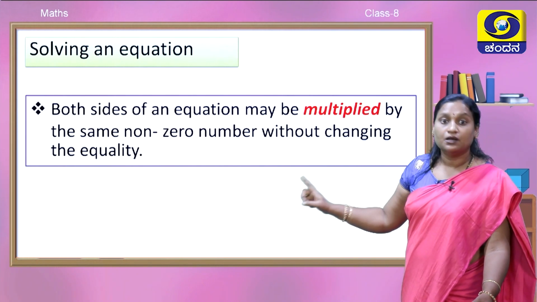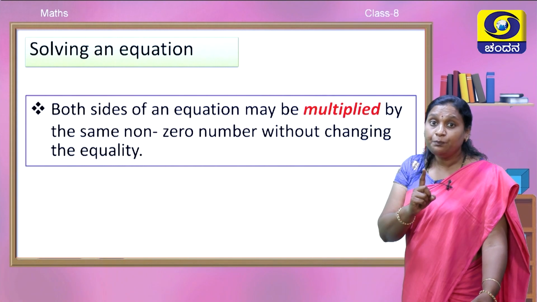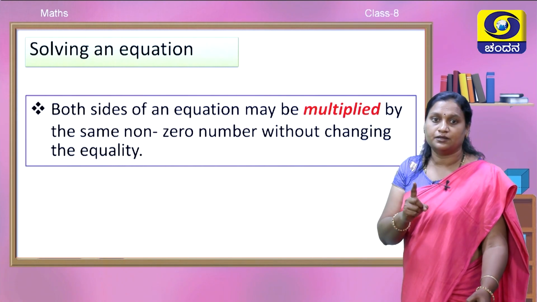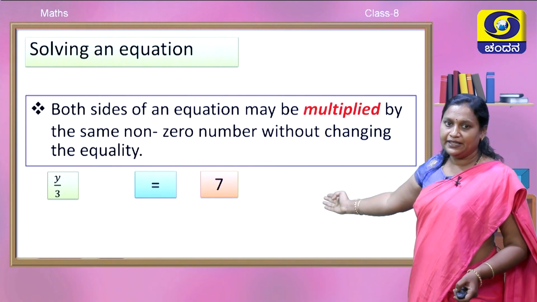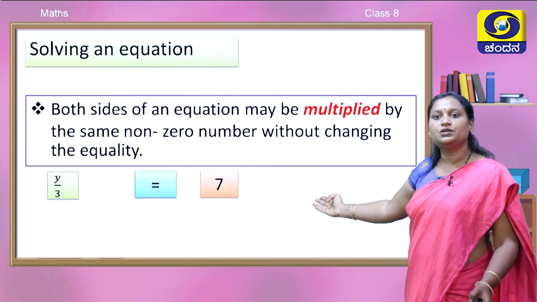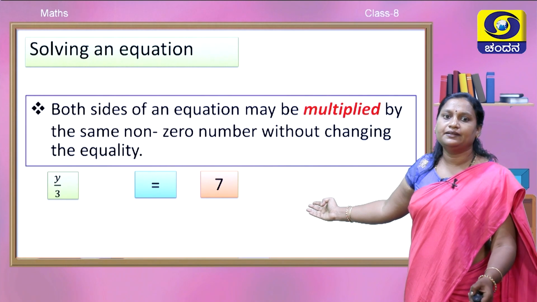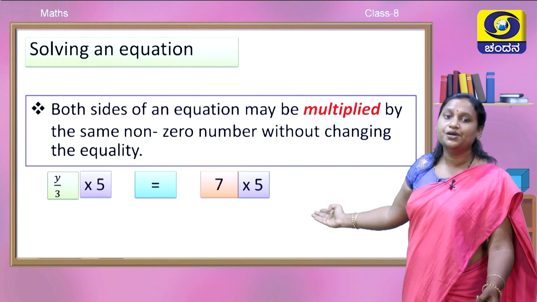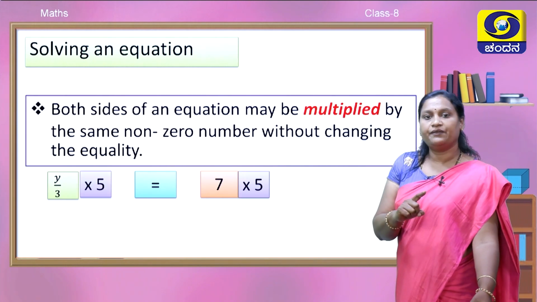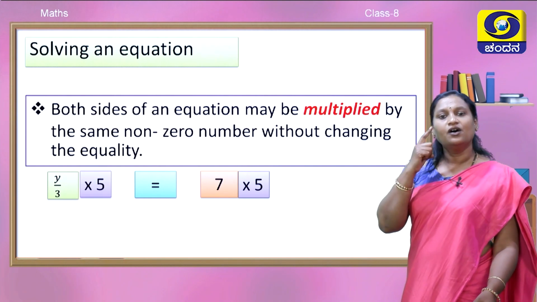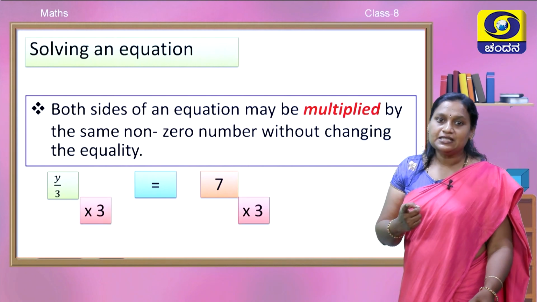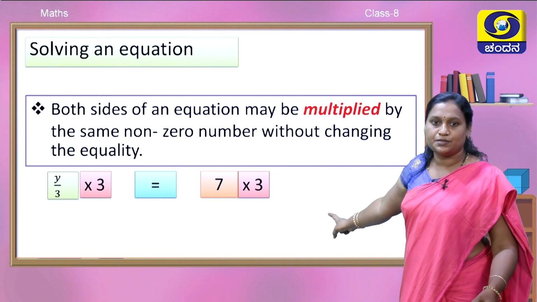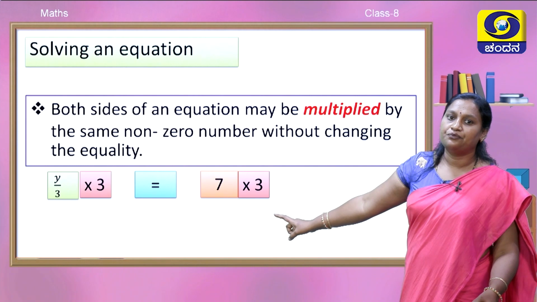Third rule is, I can multiply equal quantities without changing the equality for both sides of the equation. And remember, it should be a non-zero number. Now, if I take an equation y by 3 is equal to 7, I can multiply that by any arbitrary value. But while taking an arbitrary value, I should always think what will yield the value of the unknown. So, in this case, if I multiply both sides by 3, I will be getting the value of y easily.